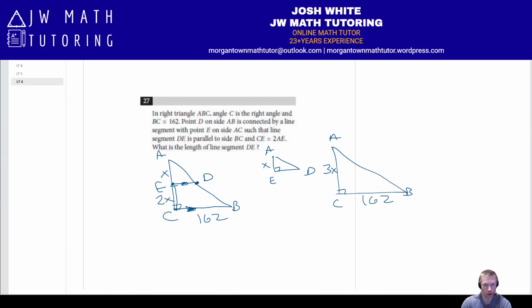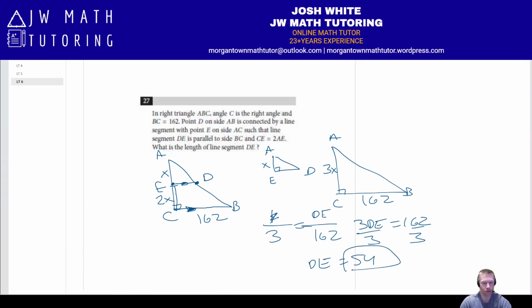What that means is the large triangle is 3 times the size for each leg. The scale factor is 3, each side length is 3 times that of the small triangle. So the ratio of AE to AC, x to 3x, would be the same as the ratio of DE to 162. In other words, DE is just going to end up being 162 divided by 3, because the x's will cancel out. You just have 1 over 3, and if you cross multiply, 3 DE equals 162, so DE should be equal to 54. That's what you would grid in.